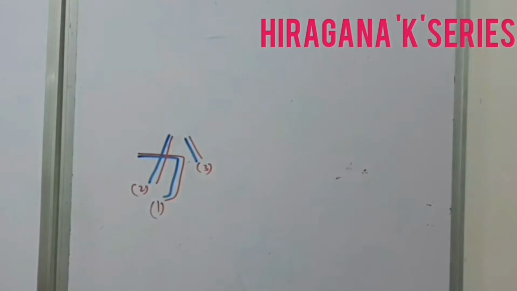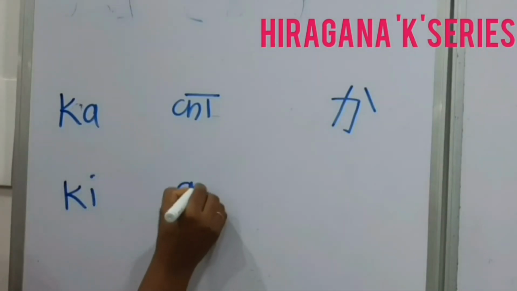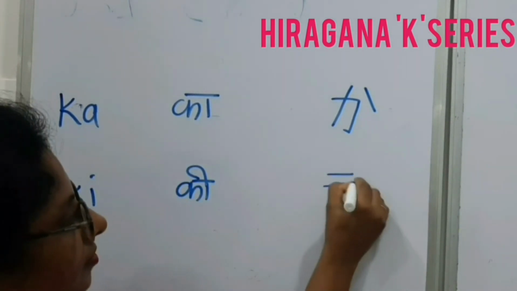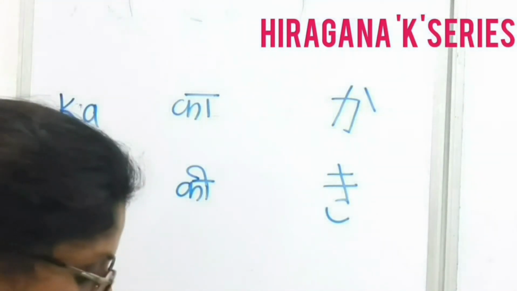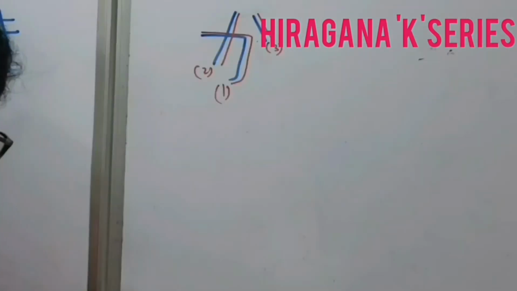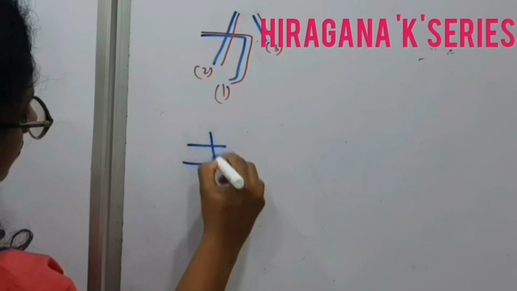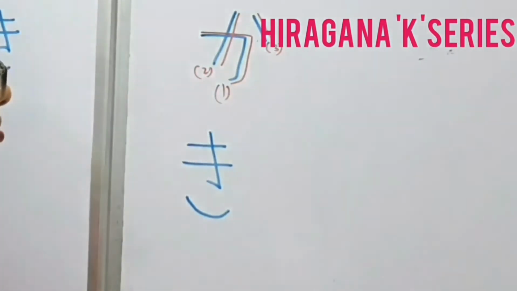Simple. Now next sound is ki. Ki. In Hiragana. Okay? And in large scale, if you want to understand, then simple one. Okay? Stroke order.